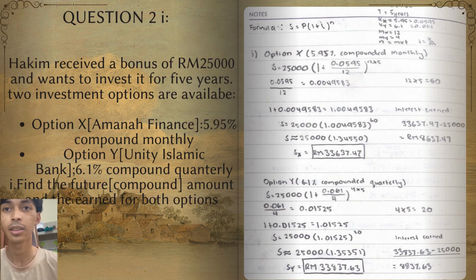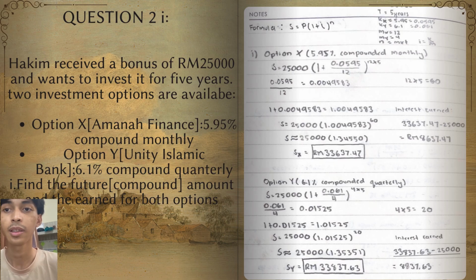So the interest earned for option X is 33,637.47 minus 25,000. So the answer is 8,637.47. So the answer is 8,637 ringgit and 47 cents.